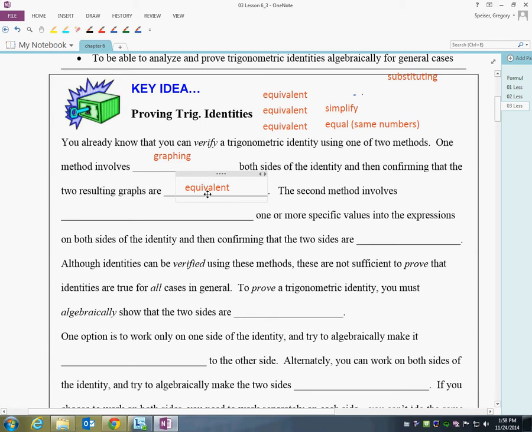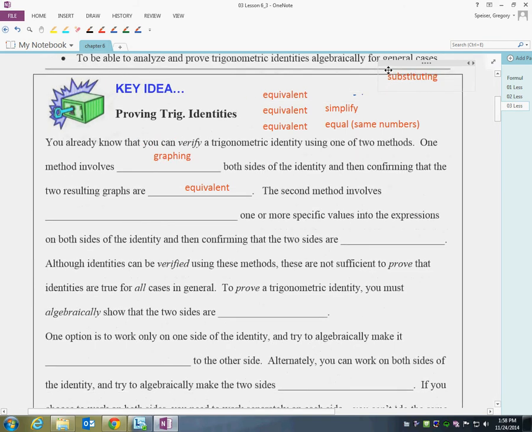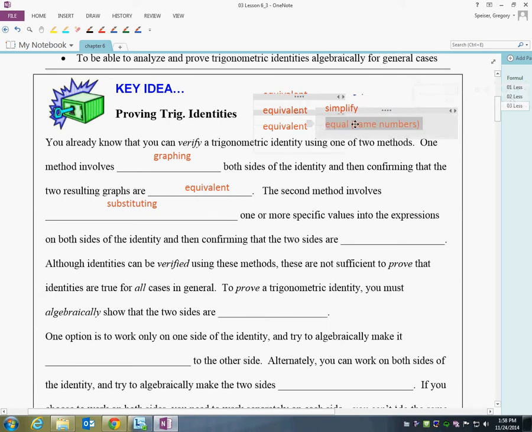The second method, and this is kind of the algebraic version of it, involves substituting one or more specific values into the expressions on both sides, and then confirming that the 2 sides are, and this is where you actually get numbers, so this would be the one where it is equal.